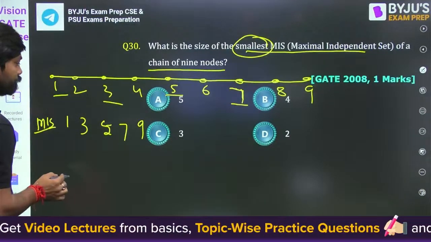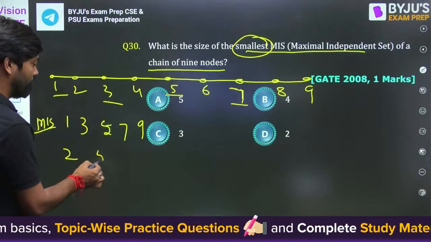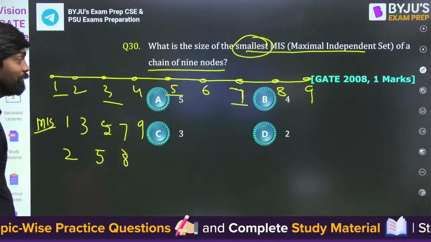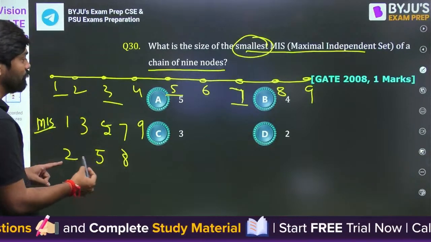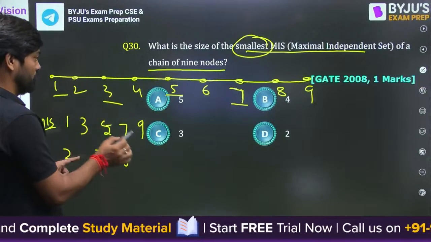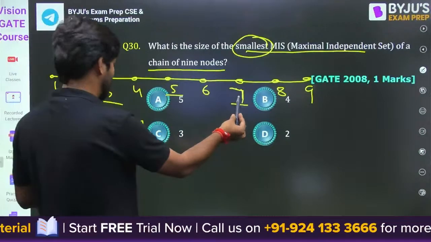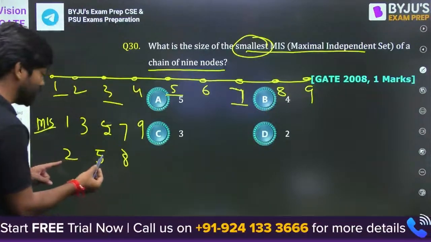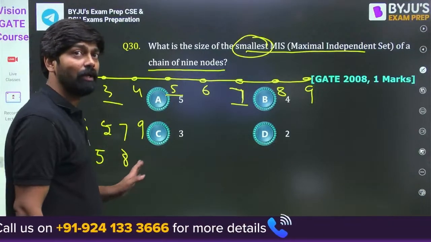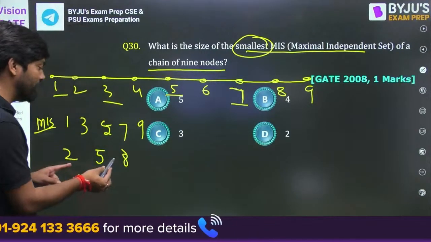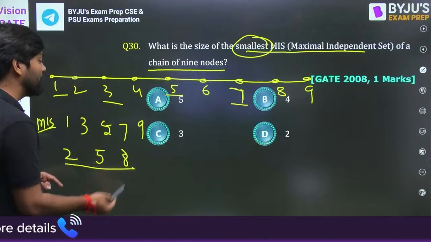Fine, smallest. So can you write here 2, 5, and 8? Is this an MIS or not? See here, 2. Can you add anything? Can you add 1 or 3? No. Can I add 4 or 6? No. Can I add 7 or 9? No. This is a maximal independent set because you cannot add any other vertices. If you add any other vertex, it will not be a maximal independent set. So 2, 5, 8 is also a maximal independent set.